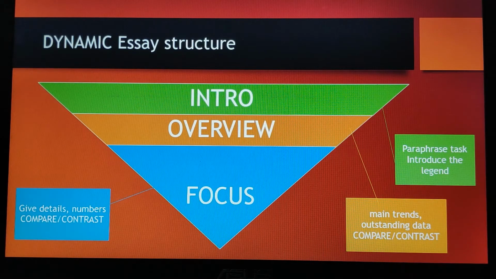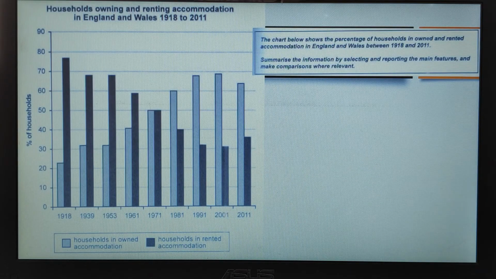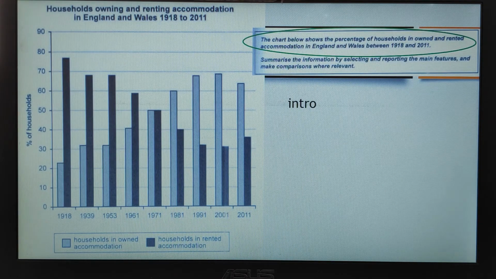I think it's better to look at a sample. Now I would like you to look at this typical question from task 1. We can see that this is a dynamic bar chart. Why is it dynamic? Because it shows the period of time from 1918 to 2011, and it shows the same data each year: the households in owned and rented accommodation. We start with the introduction. So as I mentioned before, you just need to paraphrase the task and introduce the legend.